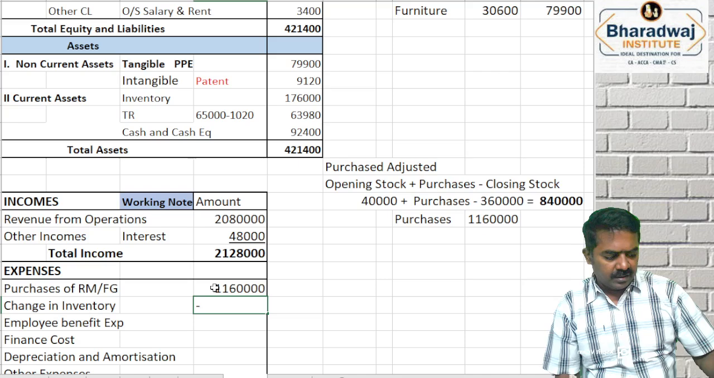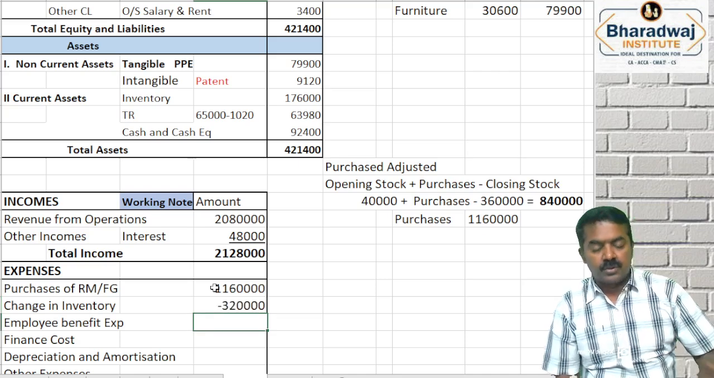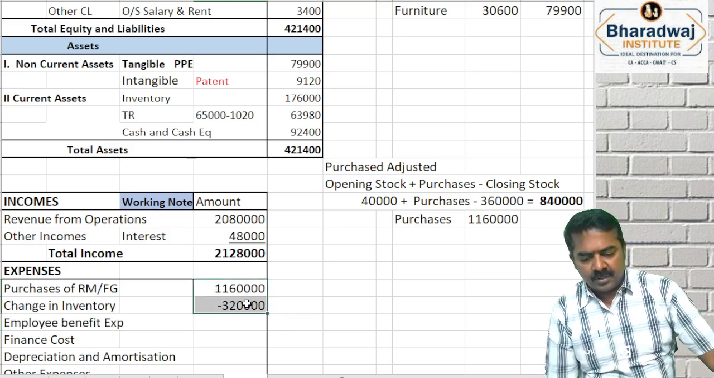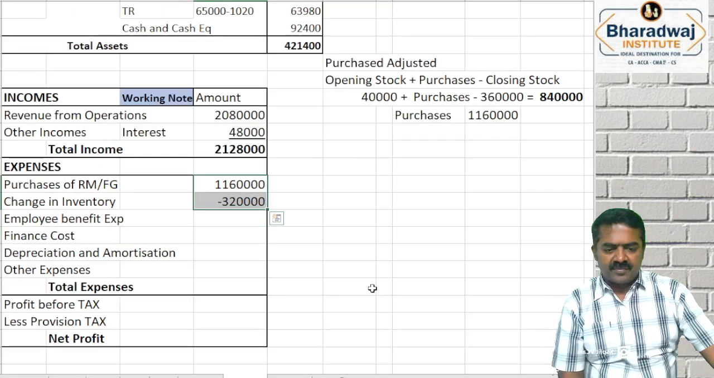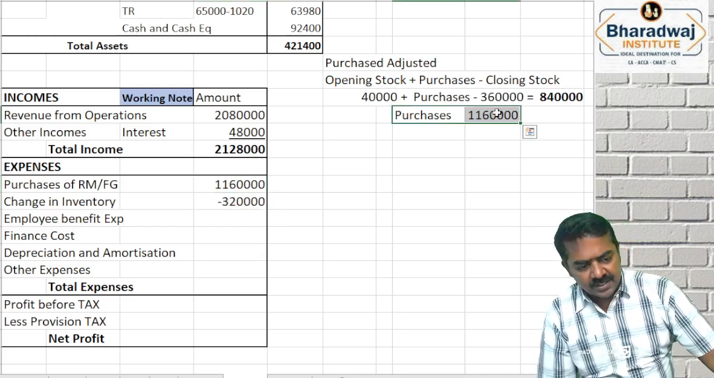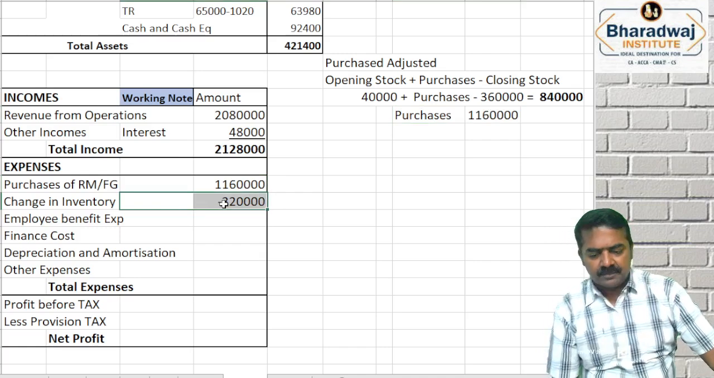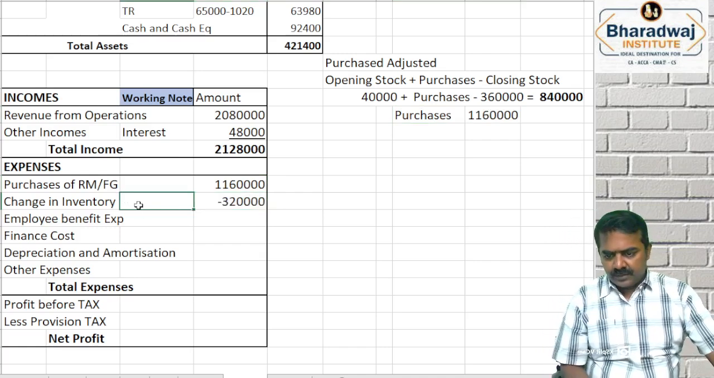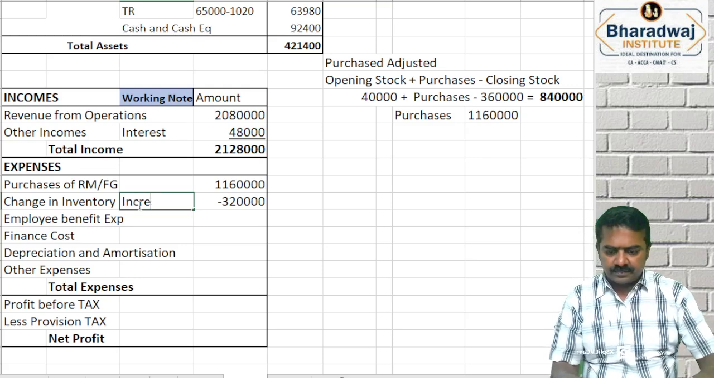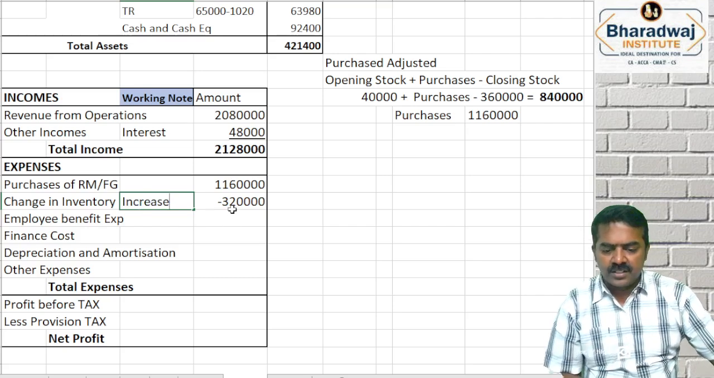Change in inventory is minus 3,20,000, since closing stock is more than opening stock. You can put it like this. Otherwise, look at the net impact: 11,60,000 minus 3,20,000. Find the purchases, record the change in inventory. The increase is given. What is the net impact of these two?